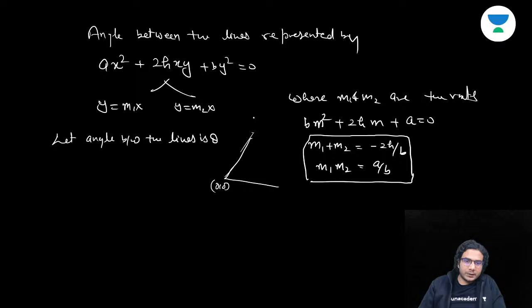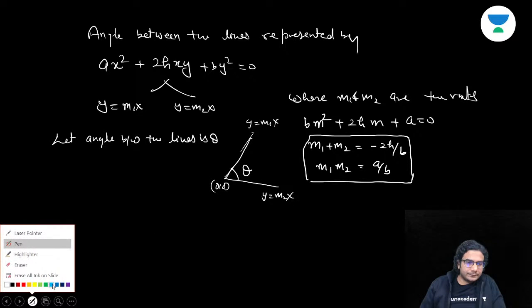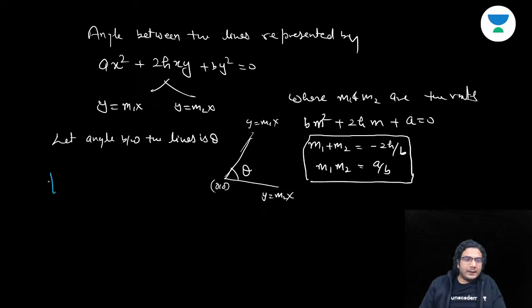This is (0, 0). This is y equals m1x. This is y equals m2x. This angle is theta. The tan theta is equal to mod of (m1 minus m2) upon (1 plus m1 m2).